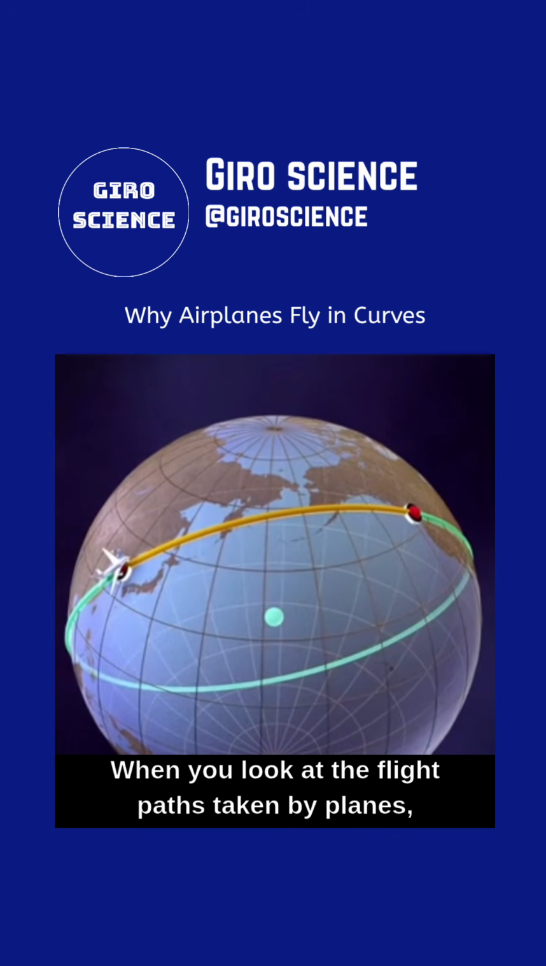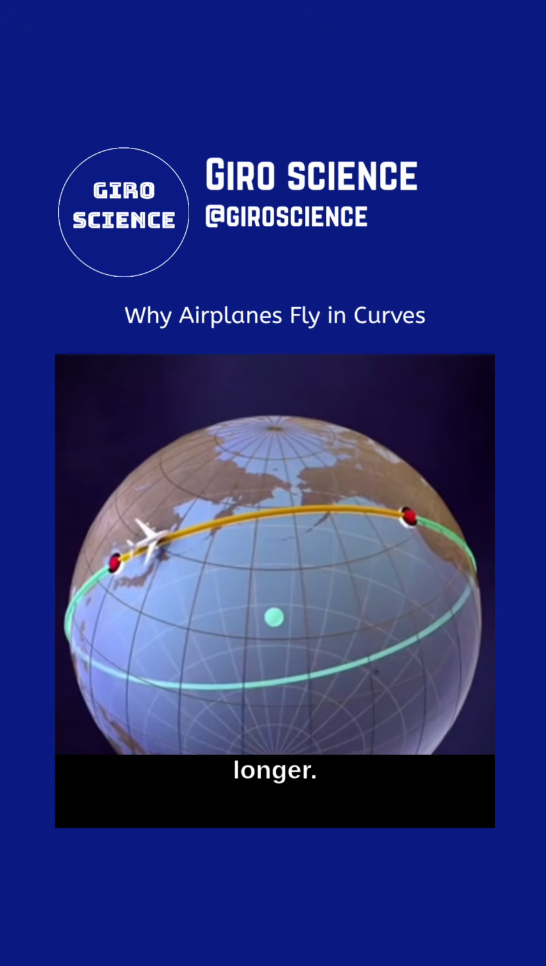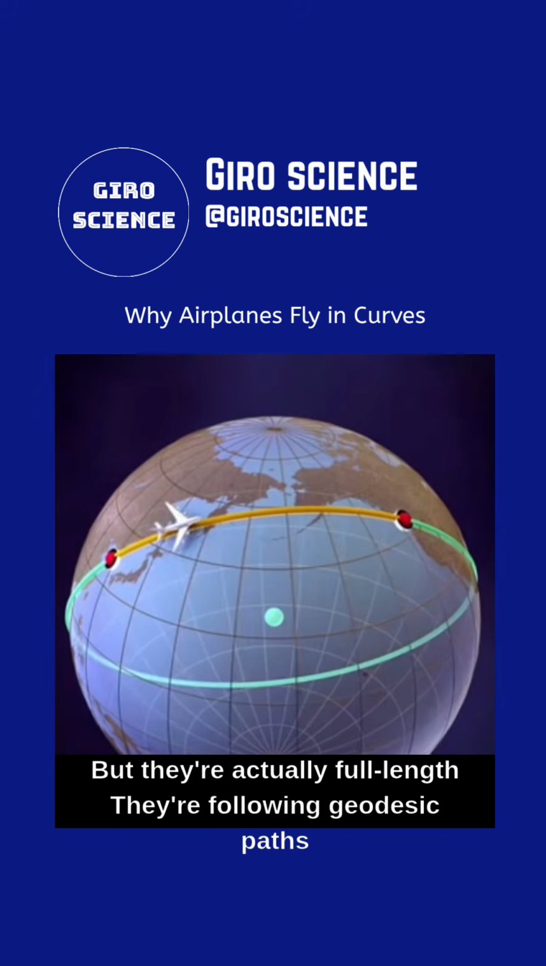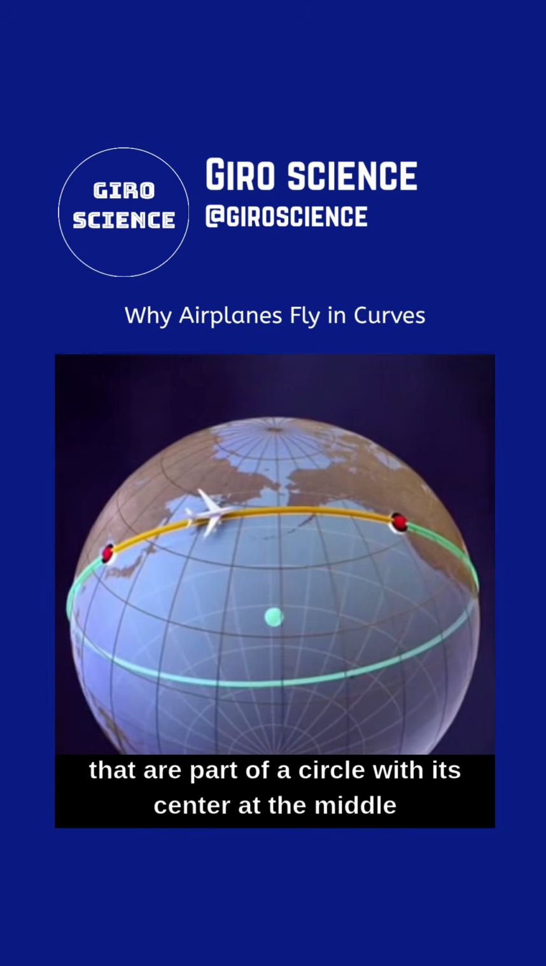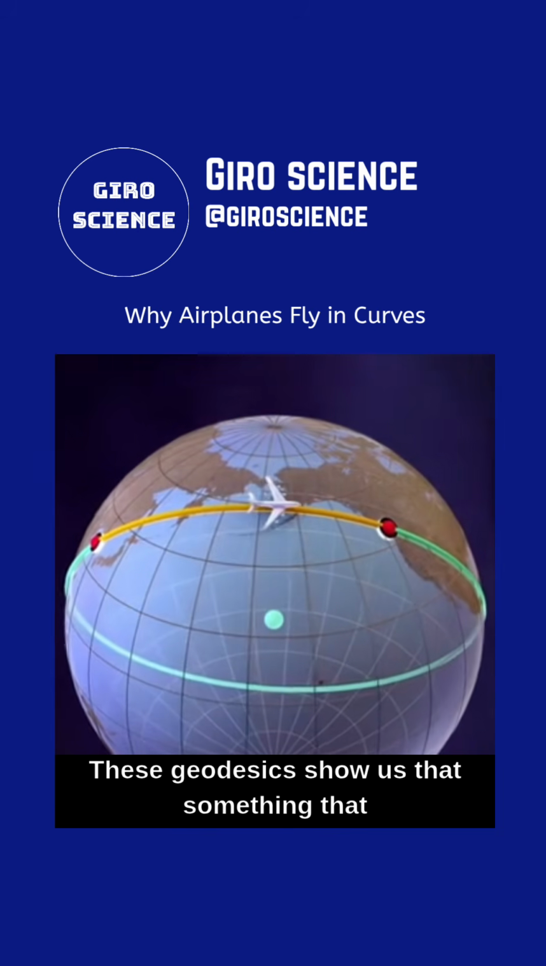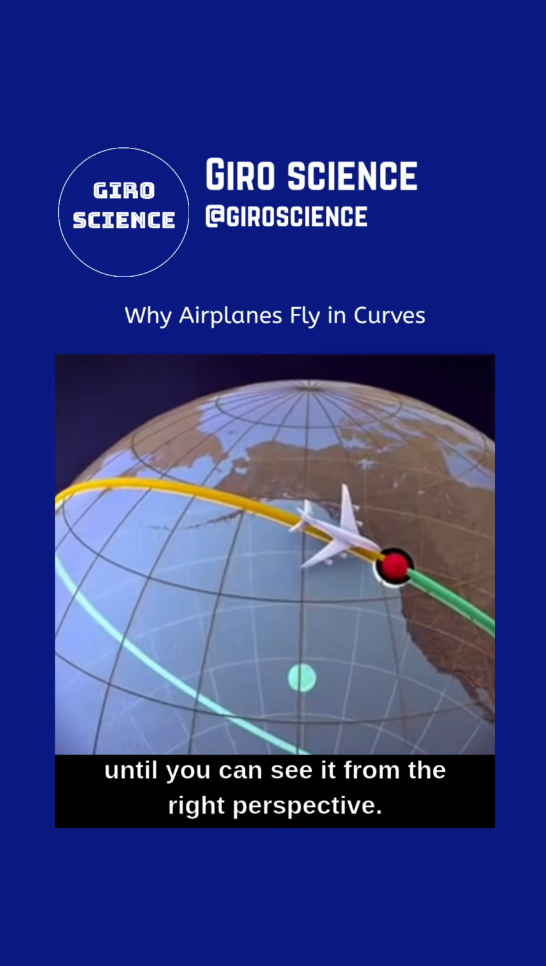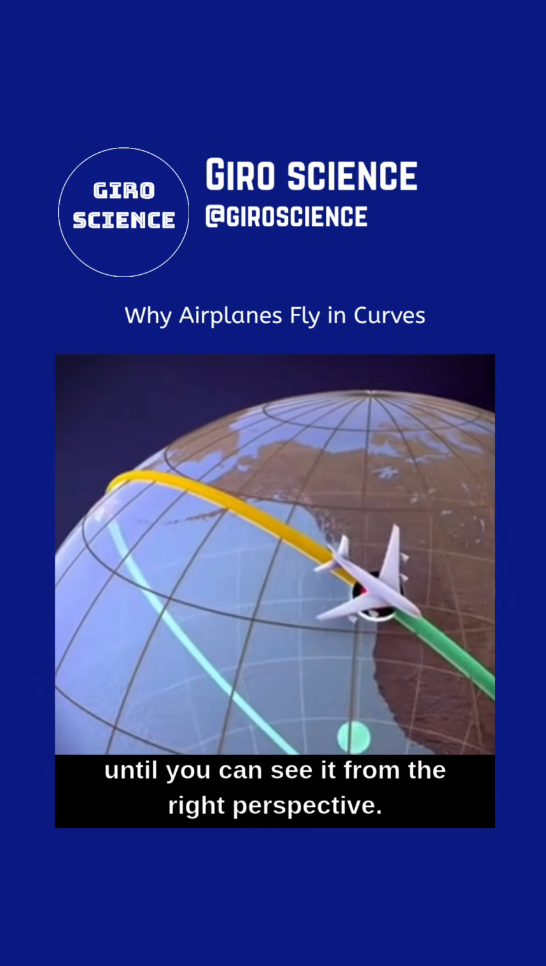When you look at the flight paths taken by planes, they might appear to go in arcs that would make the trip longer. But they're actually following geodesic paths that are part of a circle with its center at the middle of the Earth. These geodesics show us that something that is logical might not seem logical until you can see it from the right perspective.